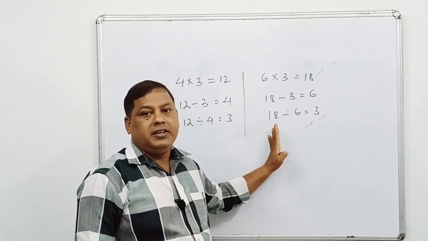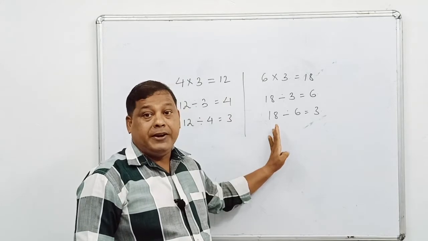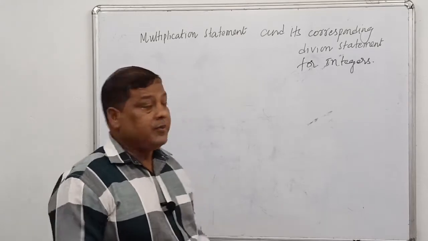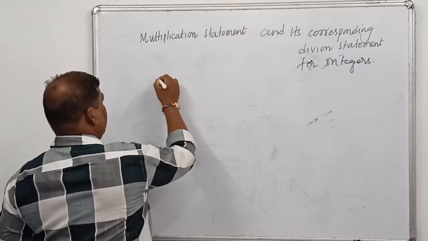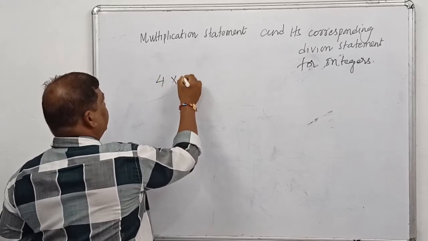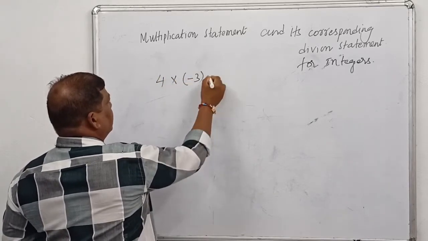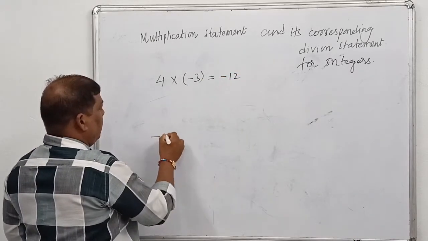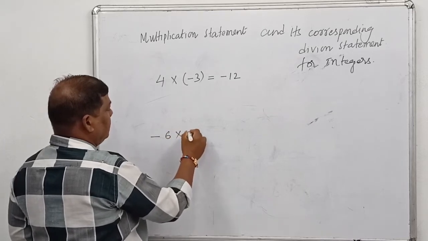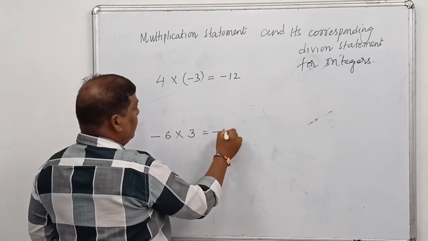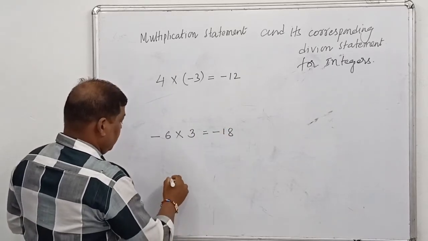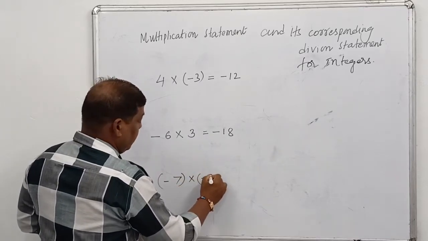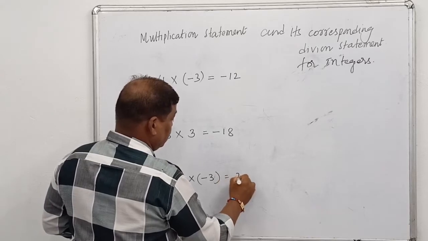Now we will see multiplication statements and their corresponding division statements for integers. Now let us see some examples. 4 multiplied with negative 3 is equal to minus 12. Minus 6 multiplied with 3 is equal to minus 18. Minus 7 multiplied with minus 3 is equal to 21.